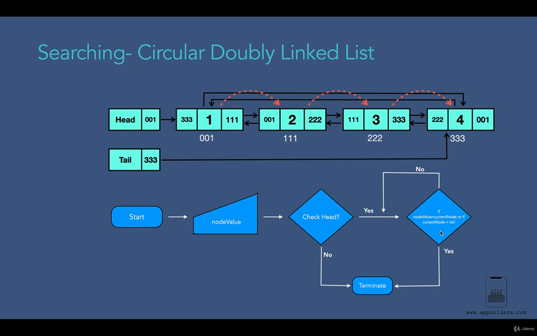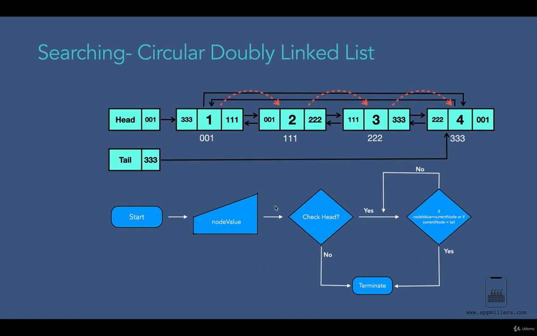In the first node, the first thing that we are going to do is check if the node value is equal to the current node's value. Then in this case, we are going to return saying that this node is found. Otherwise, we are going to continue looping through all nodes. Then when we reach the last node, we are going to stop there. That's why we have an if condition over here. If the current node is equal to tail, this means that we have reached the last node, so we have to stop over here. So our algorithm will stop here.